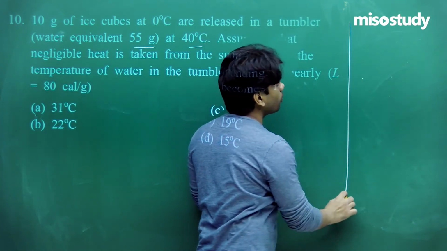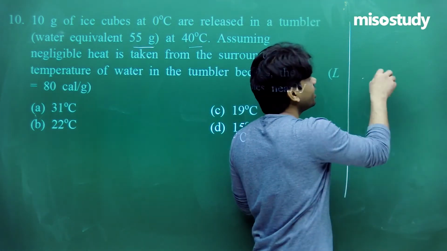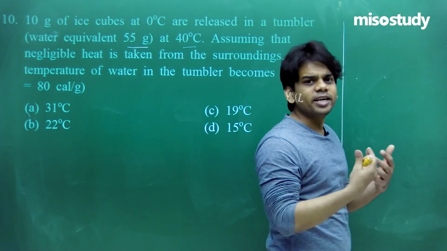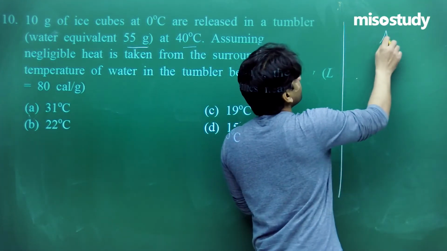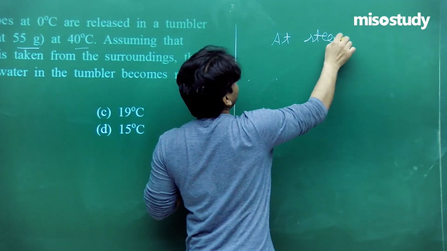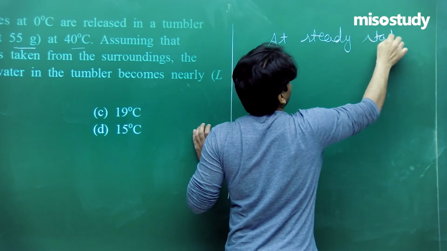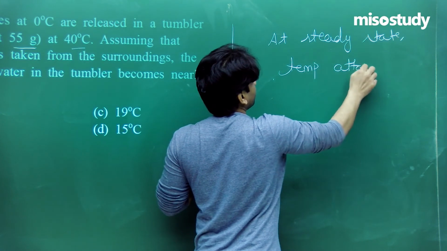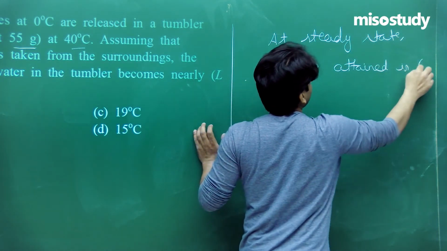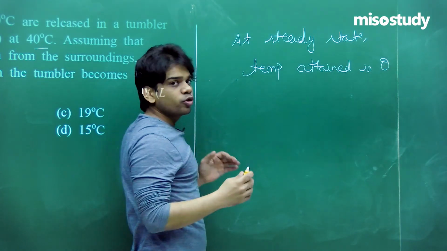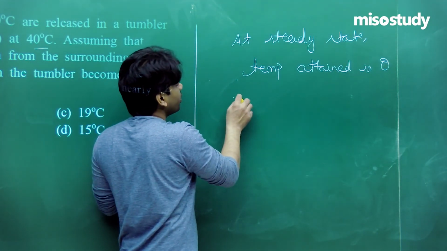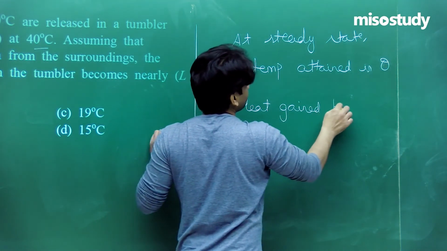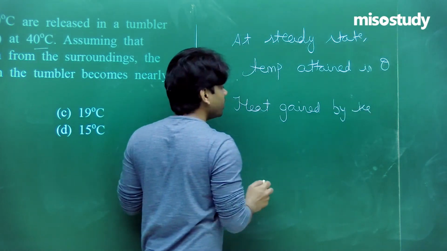First of all, from the principle of calorimetry, we know that heat gained equals heat lost. When ice melts, let's say the equilibrium temperature, the final or steady state temperature attained, is theta. So when ice melts and reaches a temperature of theta, we will have heat gained by ice.